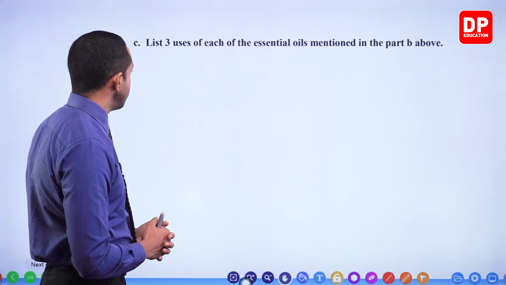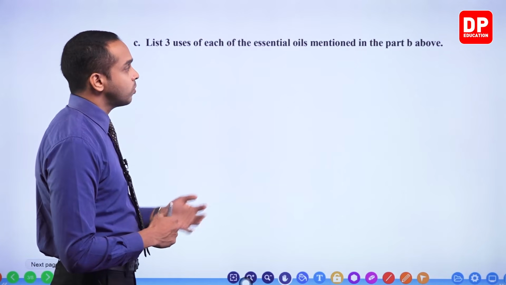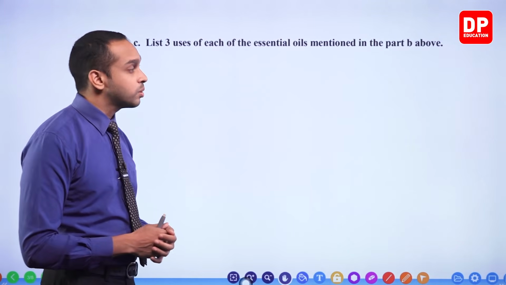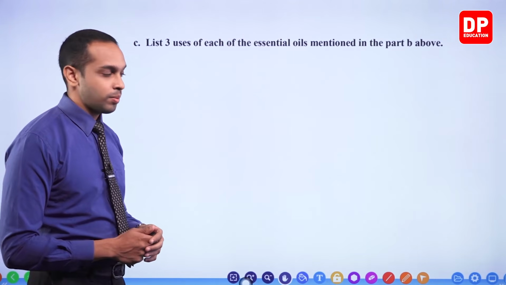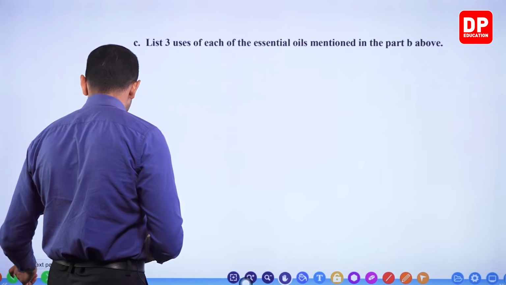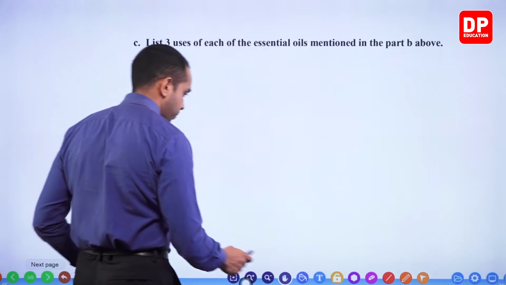Let's move on to 1c. List 3 uses of each of these essential oils mentioned in part B above. So now we have to list 3 uses of each of these essential oils that we have mentioned above. So let's go on and mention the uses here. We can start with eugenol.